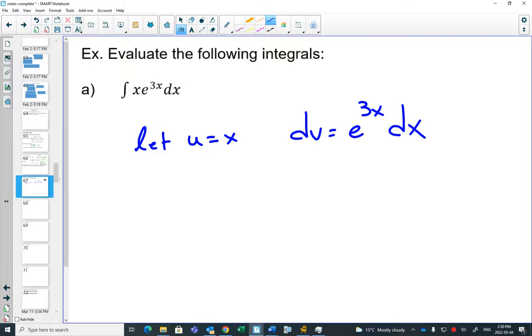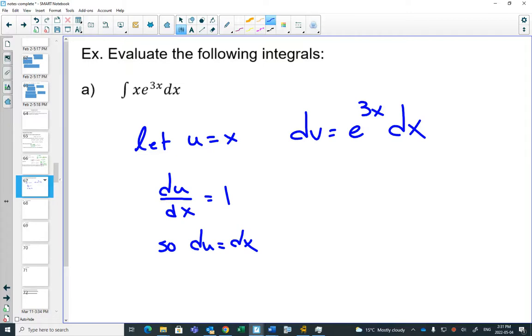Generally speaking, we try to make the u something that when it simplifies, like in this case, if I take the derivative, du dx, it would equal 1. So du, using the thing that we learned in substitution, is basically equal to dx for substitution purposes.